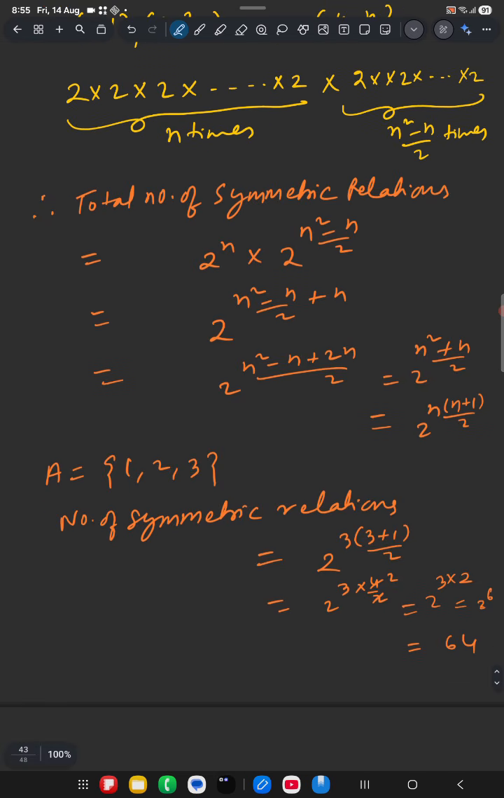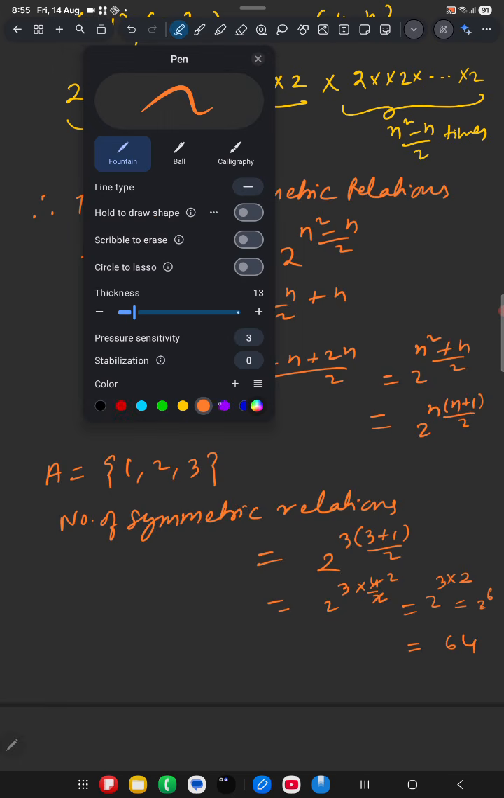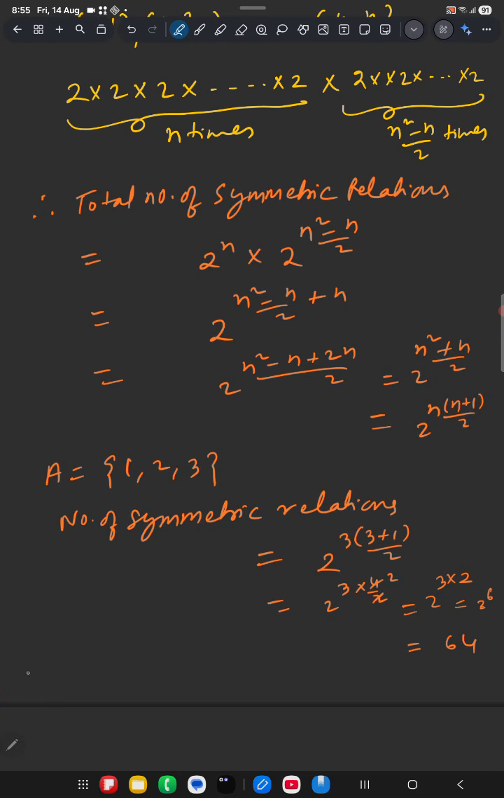Now one more thing you have to keep in mind: there is no formula for the number of transitive relations. You have to remember that there is no formula for the number of transitive relations.